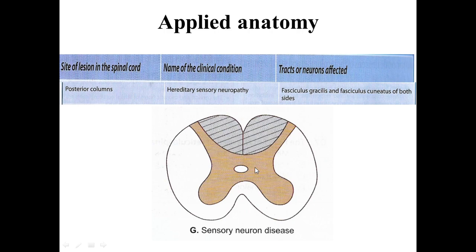Then if the posterior column, the posterior funiculus, is involved, then the fasciculus gracilis and fasciculus cuneatus are affected. This is mostly seen in hereditary sensory neuropathy or tertiary syphilis, and it is manifested by bilateral loss of fine touch, 2-point discrimination, joint position and vibration sense.